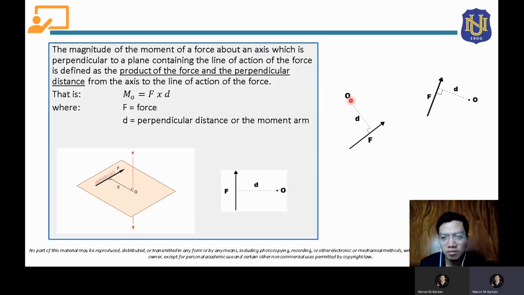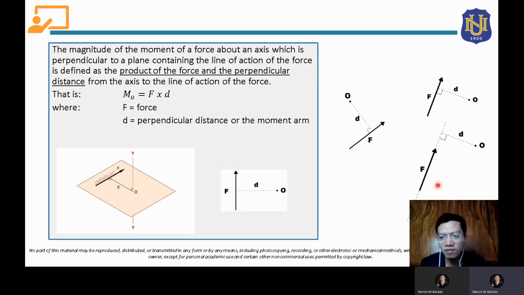Okay, so we want to solve its moment about this point O. The perpendicular distance of the line of action of this force to the point O will be this distance. So this is where it will have a perpendicular distance, right?